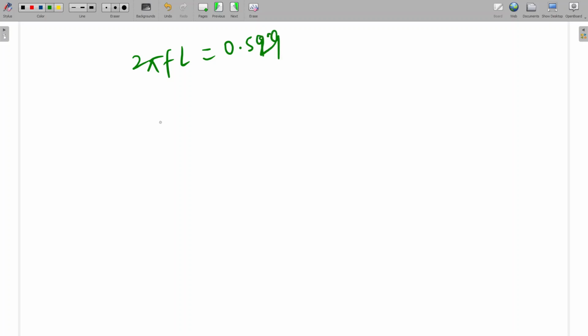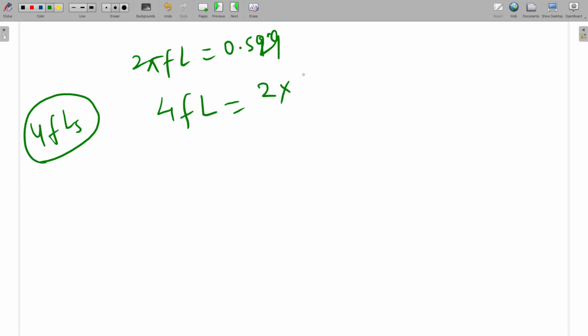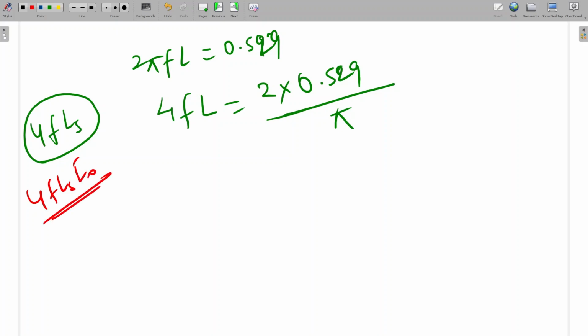So how much is the value for this converter? We have to calculate 4 f L. For this full converter, what factor is required? 4 f Ls I naught, this factor is only required for this one. So we can directly calculate the 4 f L value.